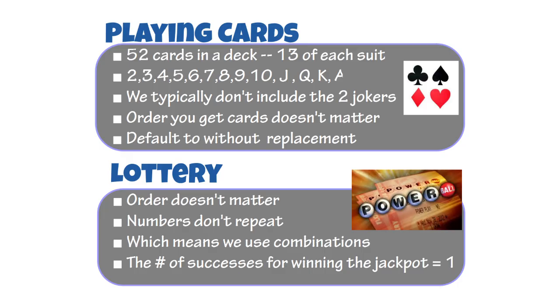Which means since there's no repeat and order doesn't matter, anytime we're dealing with a lottery, we need to be using combinations. That's the only one where order does not matter. Okay, and then the other thing, since we're now talking about probability, the number of successes for winning the jackpot is 1. There is only one set of winning numbers. So keep that in mind as we move forward.